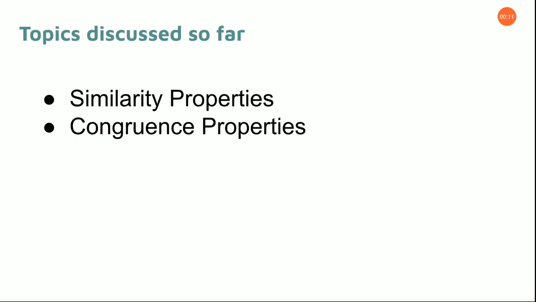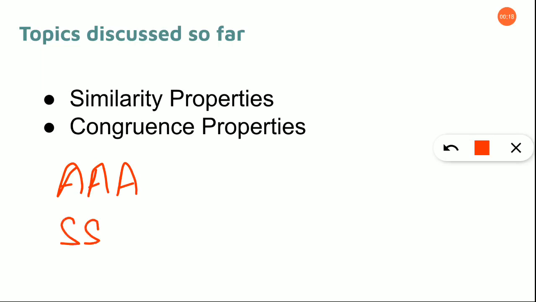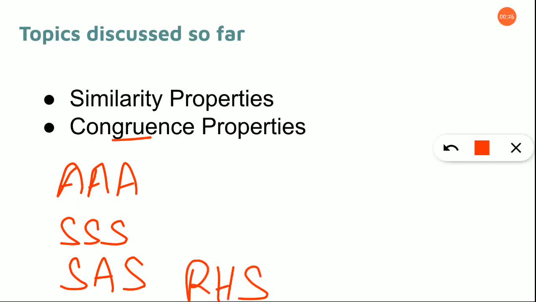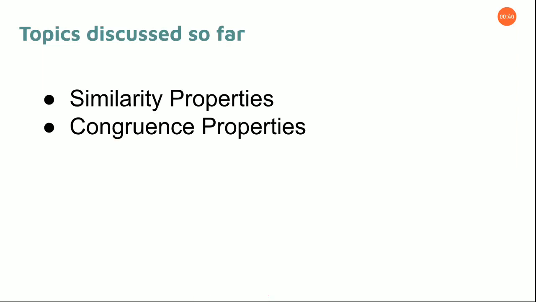We learned 4 properties for each, right? What are they? For similarity, AAA property, and then SSS property was also there, and then SAS, and the fourth one was RHS. In congruence property also, we had these 3 properties as the same, and instead of AAA, we had ASA. Based on these properties only we were solving exercise 4.1 sums, and today we will continue with the last part in exercise 4.1 and then with exercise 4.2.